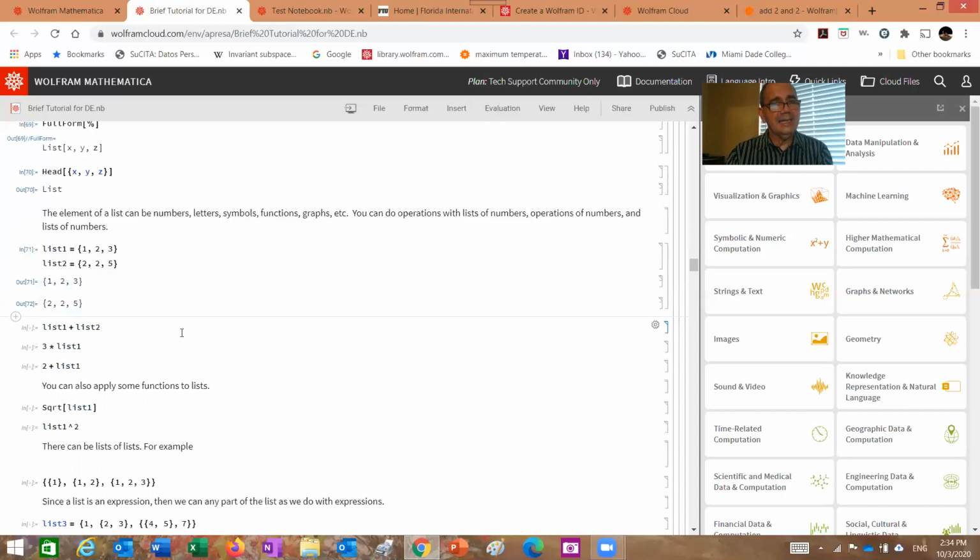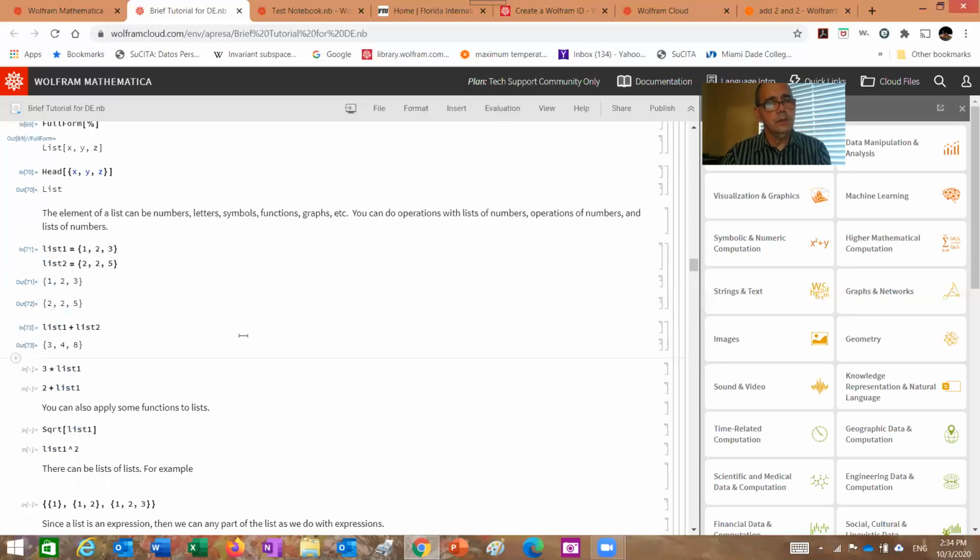Now, you can add lists, as you do with numbers, in the way that you do with vectors also. If you put the cursor on that line and you press enter, you get the sum of the two lists. Notice that the sum here is the sum of the arguments one by one: 1 plus 2 is 3, 2 plus 2 is 4, 3 plus 5 is 8.